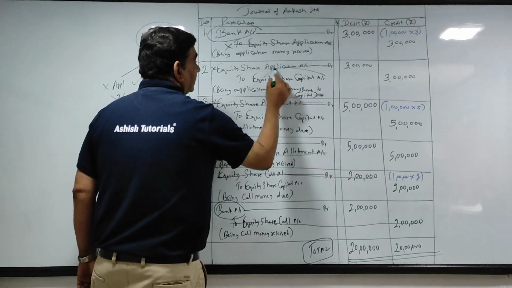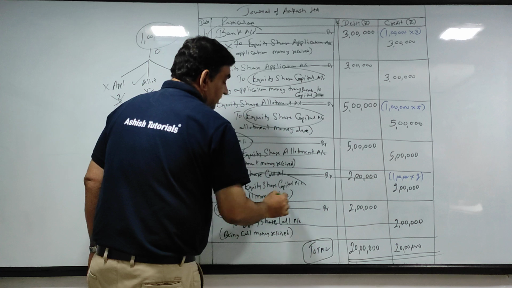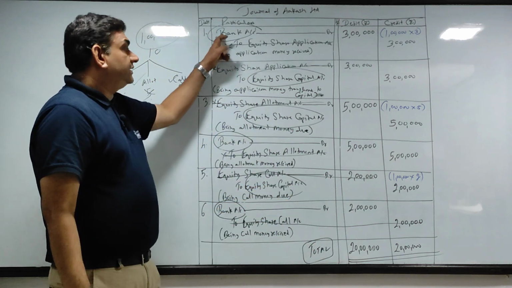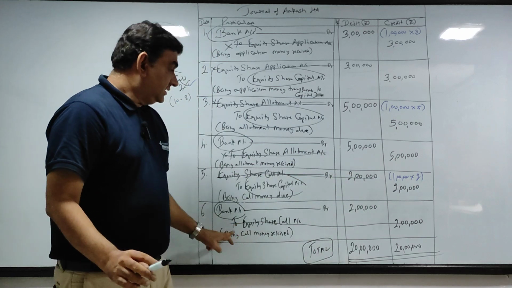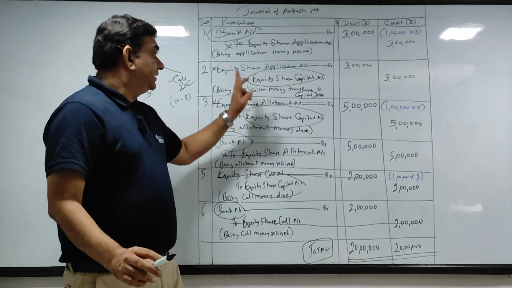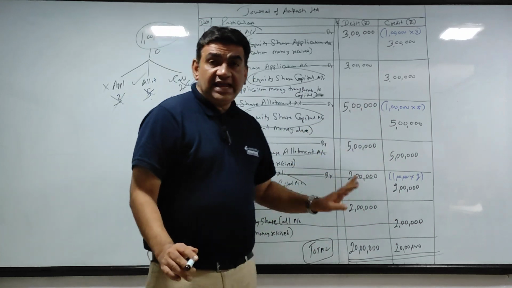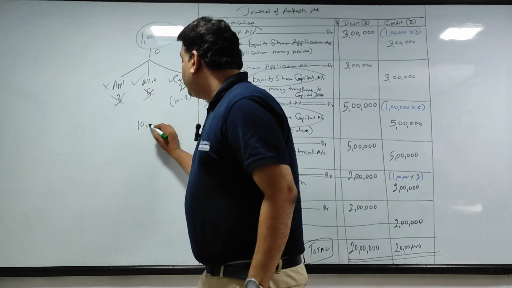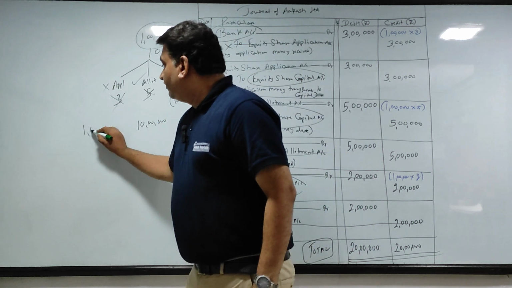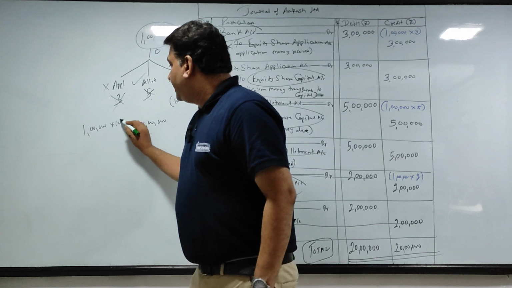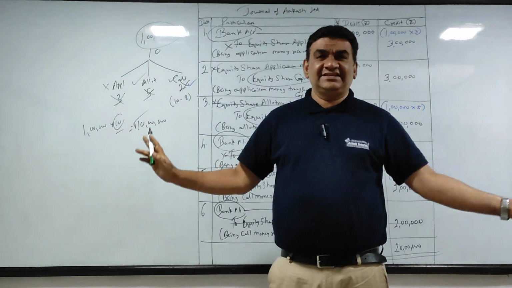क्रेडिट में क्या बचता है? शेयर कैपिटल, शेयर कैपिटल, शेयर कैपिटल. अमाउंट देखो 3 लाख plus 5 lakh, 8 lakhs plus 2 lakh, 10 lakhs. Capital देखो, credit 3 lakhs, credit 5 lakh, credit 10 lakhs. So my total amount is 10 lakh. कैसे आया 10 lakh? 1 lakh shares है, एक शेयर पे 10 रुपया, 1 lakh into 10, 10 lakhs.